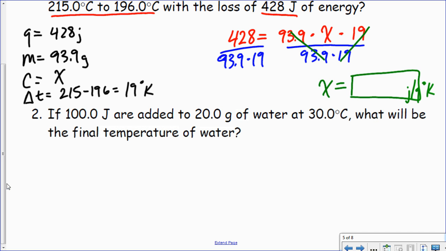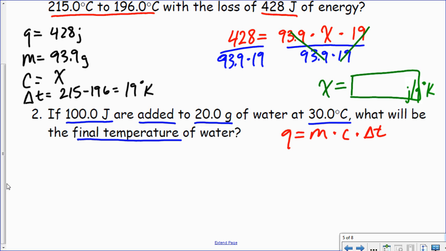100 joules are added to 20 grams of water at 30 degrees. What will the final temperature of water be? So the key terms here: 100 joules, that's heat, added to 20 grams, that started at 30 degrees. What will be the final temperature? So we have to find out the final temperature by way of finding out the change in temperature and applying it to the original temperature. Either way, we're still using Q equals M times C times delta T.